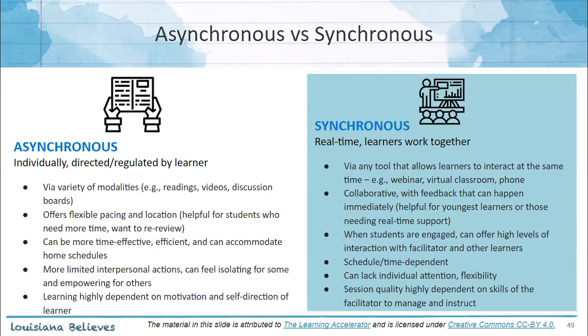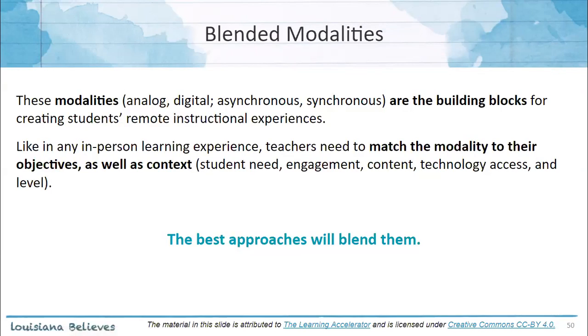Just as with analog and digital learning, our challenge is to figure out how we offer both opportunities in a remote setting. Blending the two approaches helps us leverage the strengths of each. The modalities that you saw in the chart are the building blocks for creating the student experience for remote instruction.